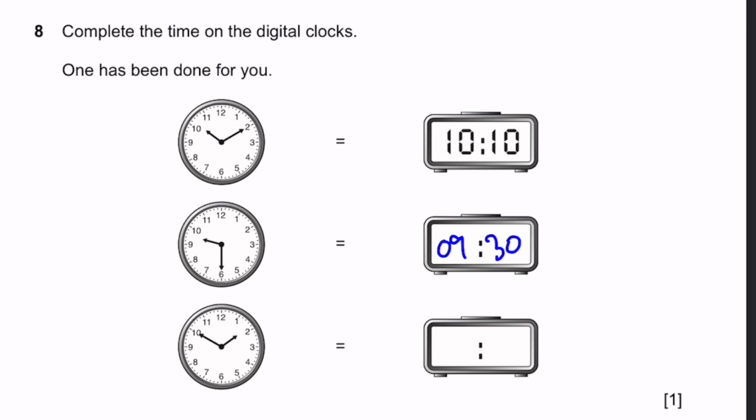And this is just before 2, but it's not 2. 1:50. And I will write this in 12 hours time, so 1:50.